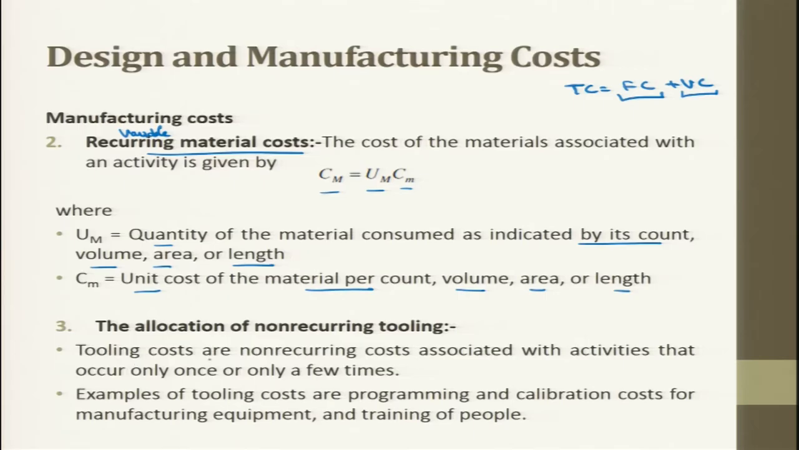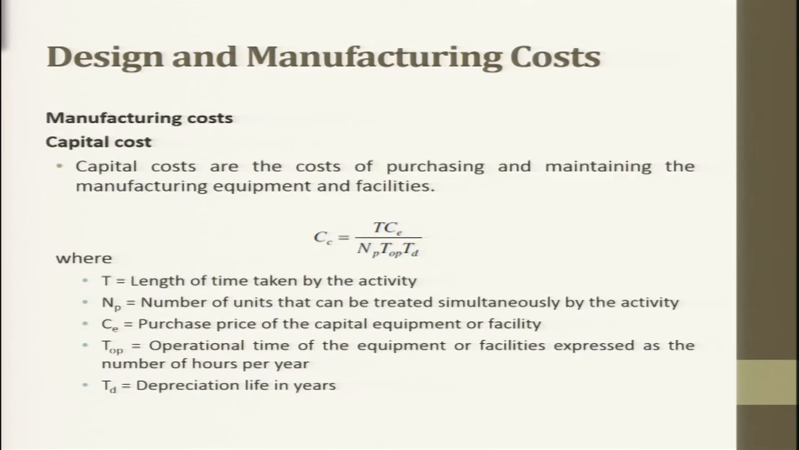So, the allocation of non-recurring tooling is the third member here. Tooling costs are non-recurring costs associated with activities that occur only once or only a few times. Examples of tooling costs are programming, calibration costs for manufacturing equipment, and training of the people. So, these are all known as tooling costs. So, this is the third factor.